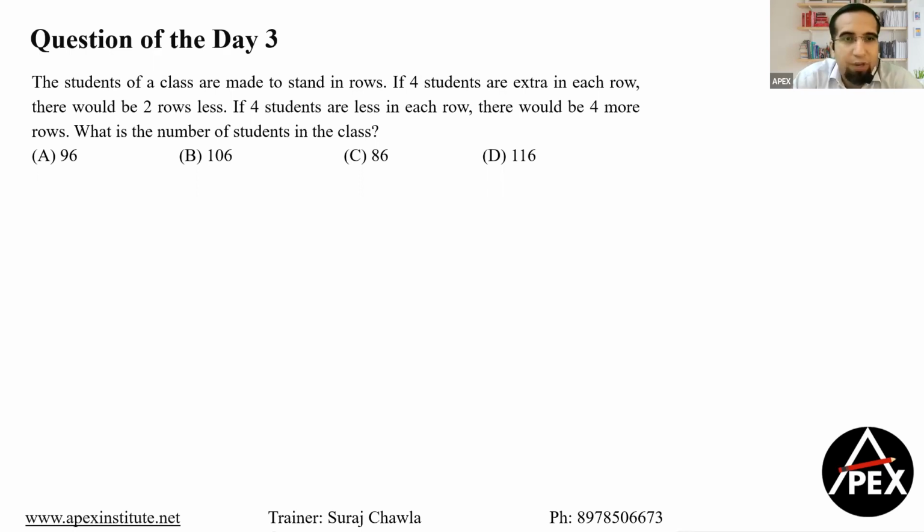In this question, if you read the question, it says that the students were made to stand in rows. If four students are extra in each row, there would be two rows less. Similarly, if four students are less in each row, there would be four more rows required.